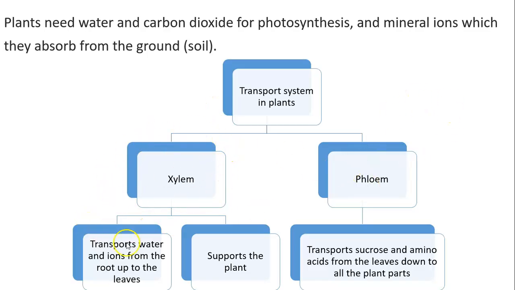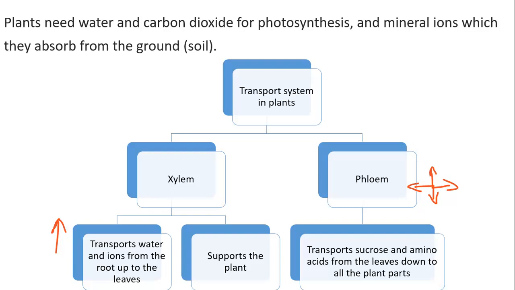Xylem is the one that transports water and ions from the root up to the leaves. So we can say that the direction of movement in the xylem is always up. What about the phloem? The phloem transports sucrose and amino acids from the leaf to all parts of the plant. Not necessarily down. There may be a part of the stem up, a part of the stem to the right or to the left or even down. So the phloem transports what the plant needs in all directions of the plant.